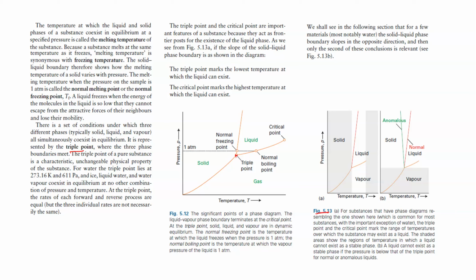In A, we see substances that have phase diagrams resembling the one shown in A, which is common for most substances with the important exception of water. The triple point and the critical point mark the range of temperatures over which the substance may exist as a liquid. The shaded areas show the region of temperature in which a liquid cannot exist as a stable phase. But in B, a liquid cannot exist as a stable phase if the pressure is below that of the triple point, for normal or anomalous liquids.